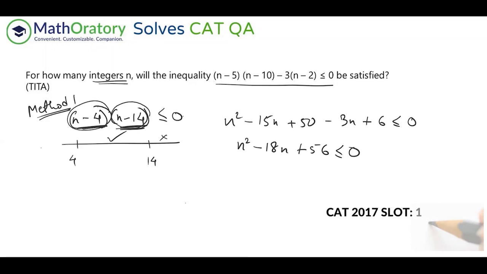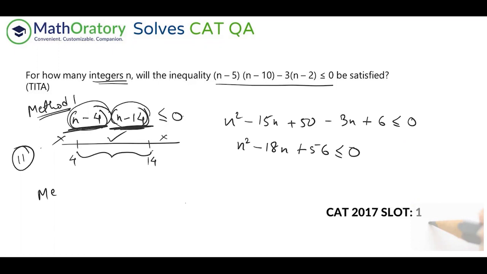But if n is less than 4, then this is negative as well as this is negative. So negative into negative becomes positive, but I need a negative, non-positive thing. So that is also out. So anything in the range of 4 to 14 will satisfy. That will be 4 to 14, total of 11 solutions. Even 4 and 14 are acceptable. So this is using method 1.